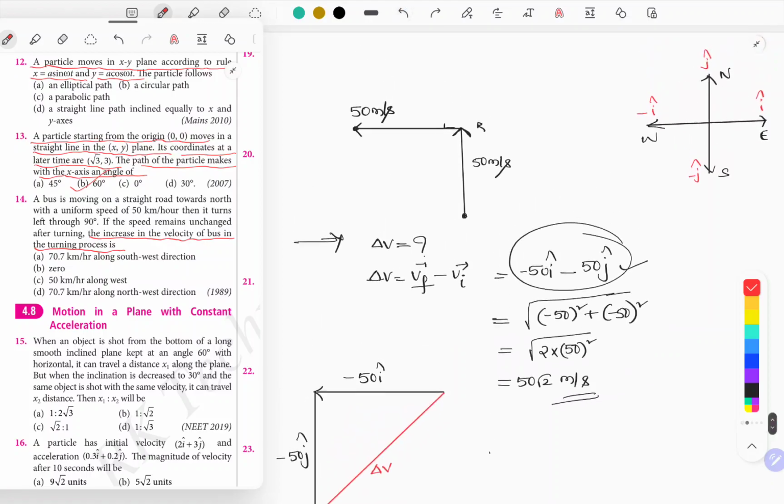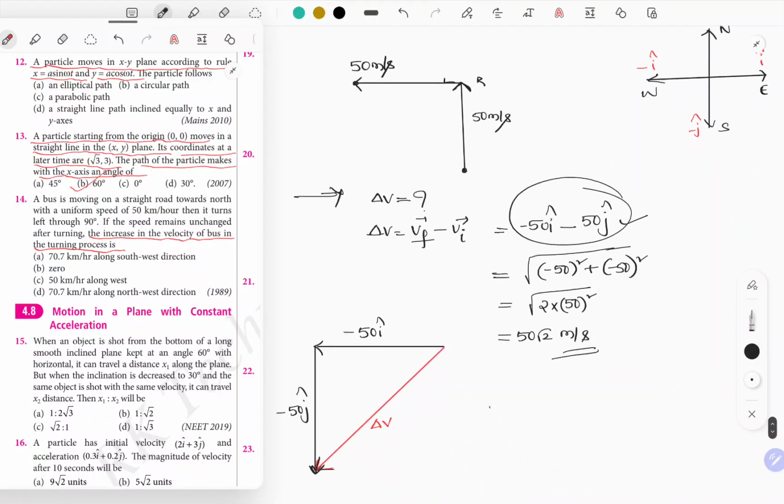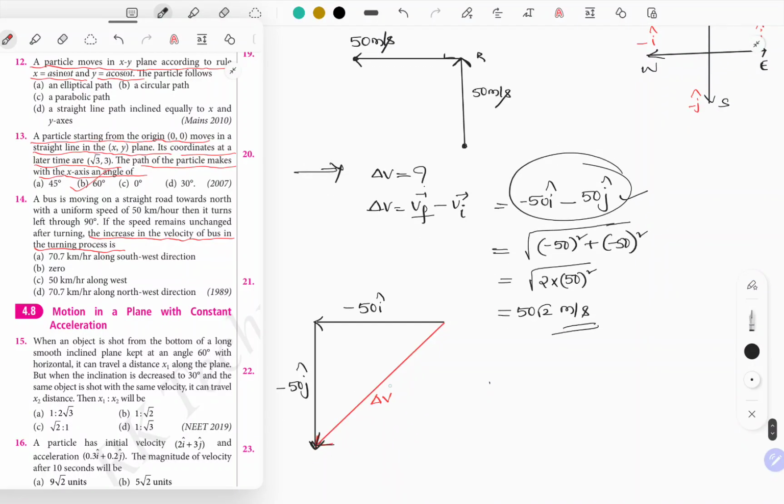This is the reference I have given. With respect to the reference, what is the direction of this change in velocity? The change in velocity direction is southwest. Okay, so that is the final answer I got. So here the direction is going to be southwest.